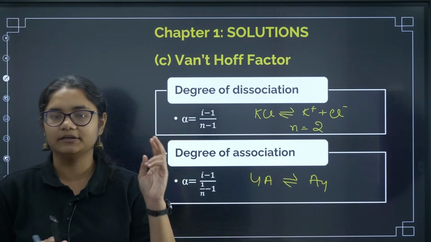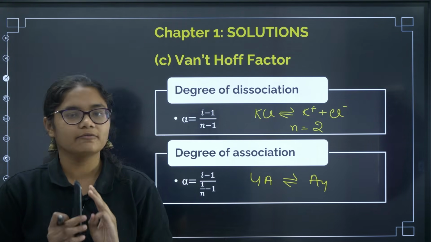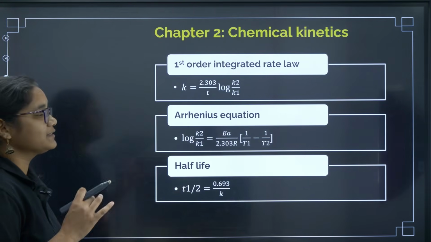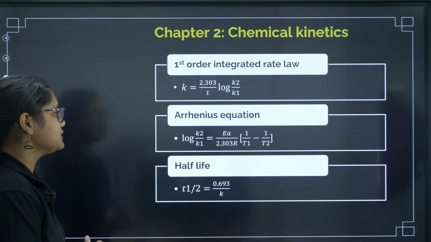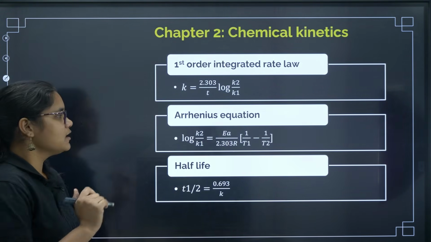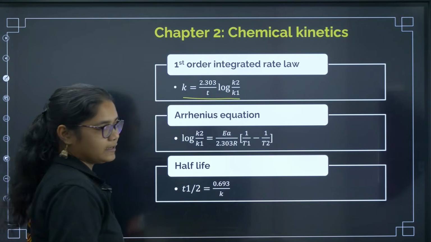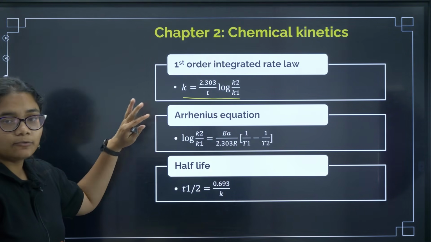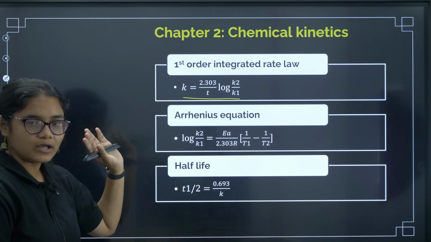First is your concentration terms, then colligative properties, and then Van 't Hoff factor. Now coming to the next important topic, that is chemical kinetics. Here we have three important formulas. First is your first order integrated rate law. I have written only the most important formulas, but I will also tell you the other formulas present in this chapter.